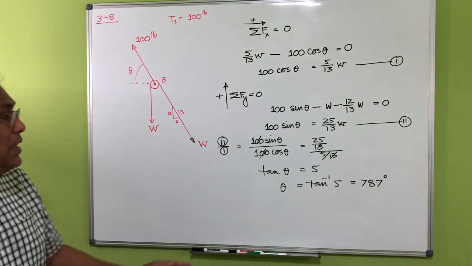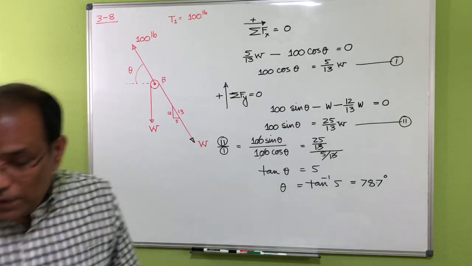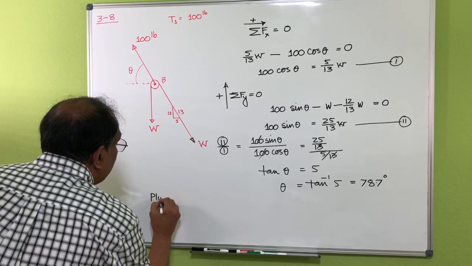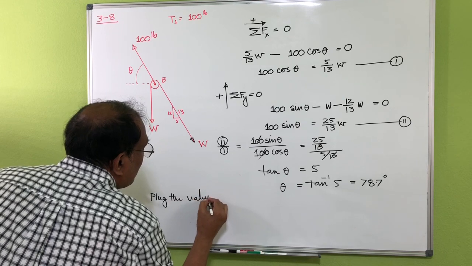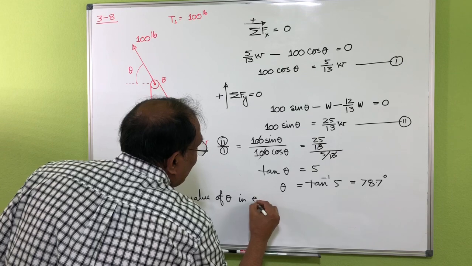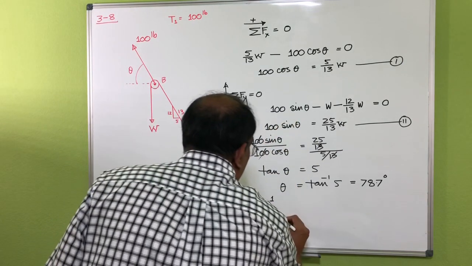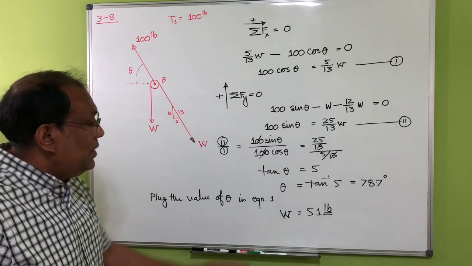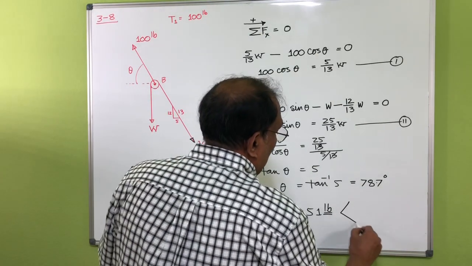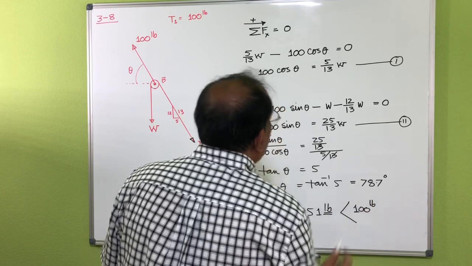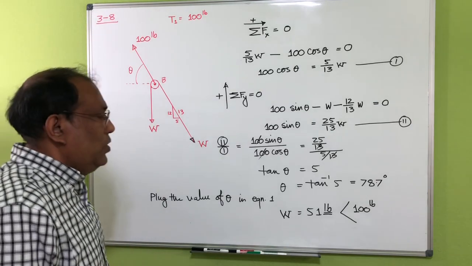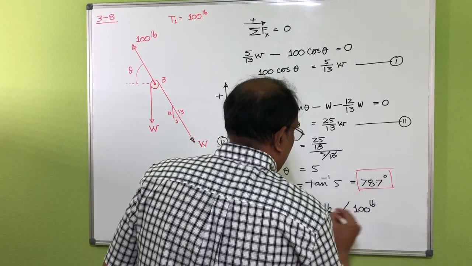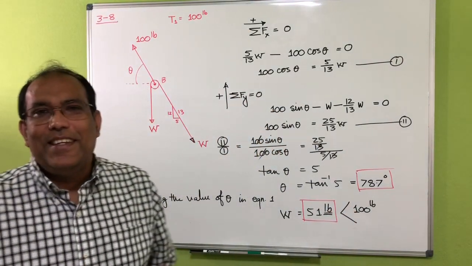Okay. Now you can just plug this value of theta into either equation 1 or equation 2 and you can find out your W, which is actually 51 pounds. So plug the value of theta in equation, let's say 1, and from there you can find your W is basically 51 pounds. Now check that your W is less than 100, right? So your assumption is okay. This one has 100 and this one has 51 here. So basically your answer is this. Okay, let's move forward.